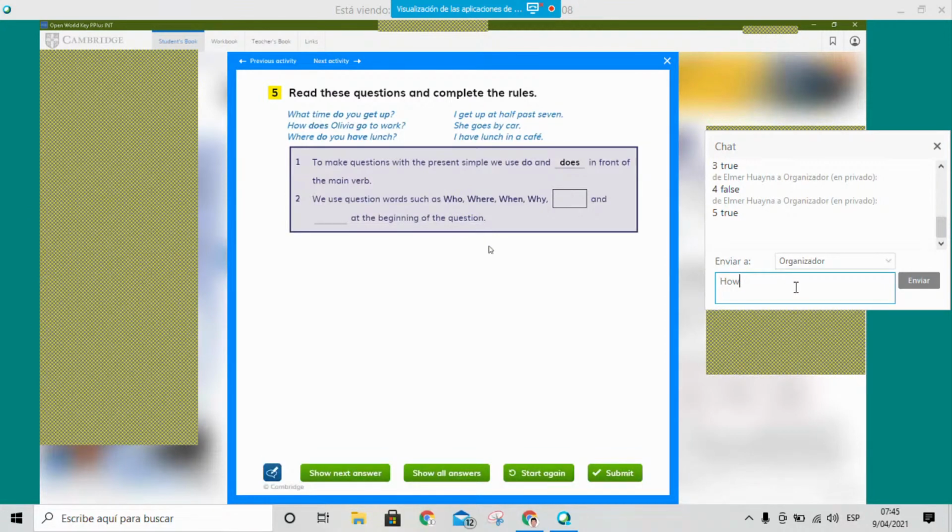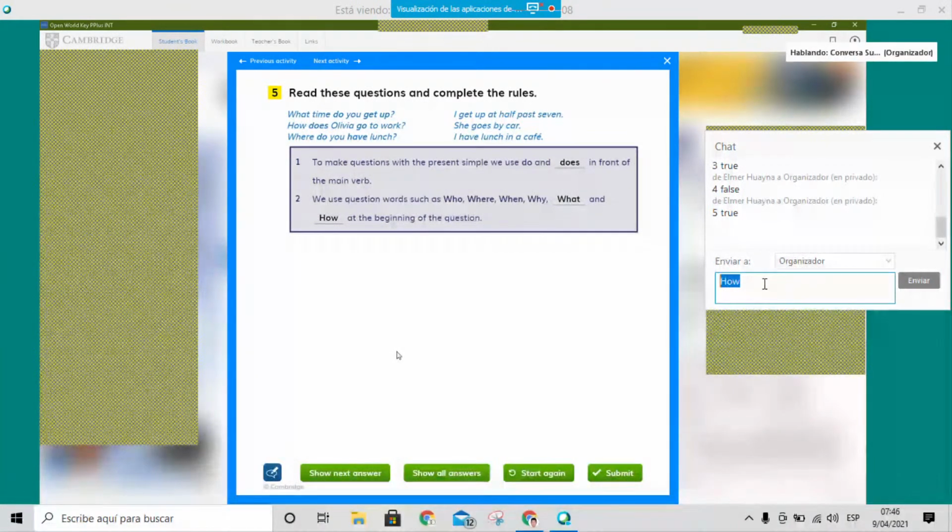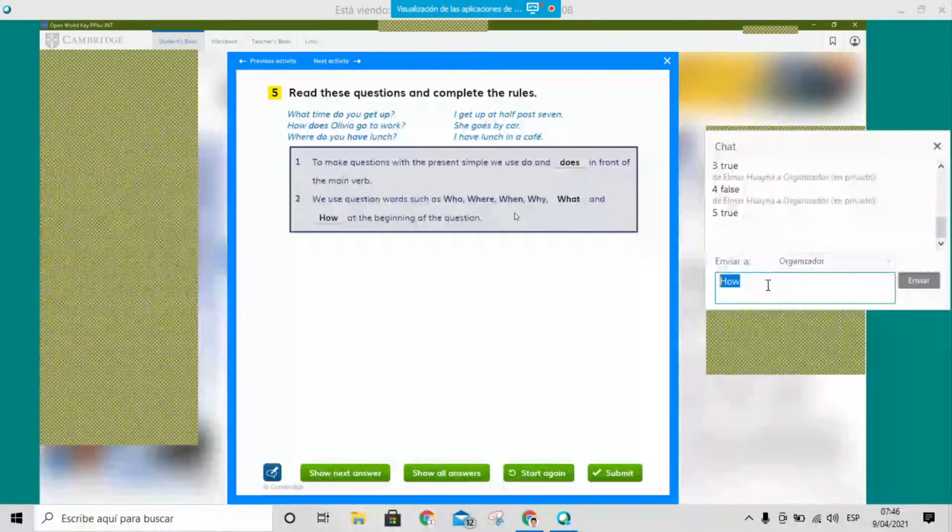What? WH. What? And how? How. So these are the 6 most common question words, WH words. But also we have combinations of how many, how much, which, whose also for possession.